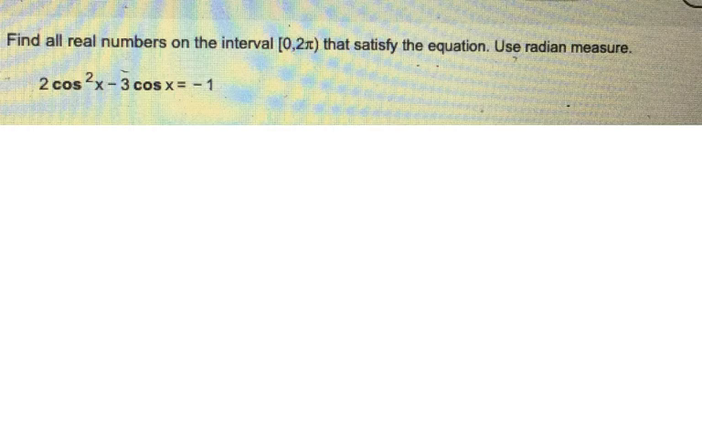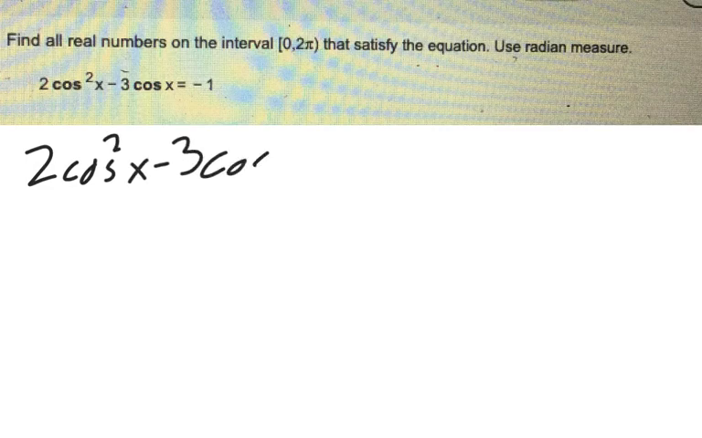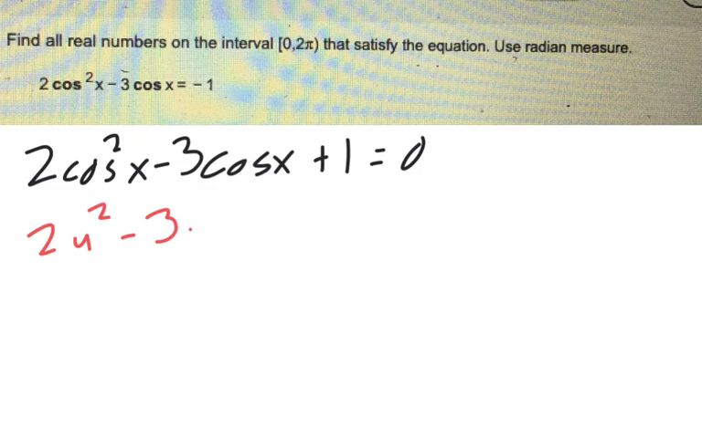So here, this looks like a quadratic equation where I have 2x squared, or ax squared plus bx plus c. So I need to get everything to one side. So this would be 2 cosine squared of x minus 3 cosine of x plus 1 equals 0. And so I would think about doing a u substitution here. So this is really 2 times u squared minus 3 times u plus 1 equals 0, because I'm letting u be equal to cosine of x.